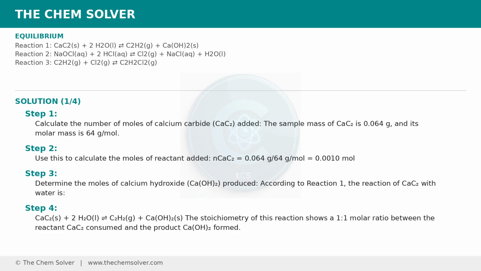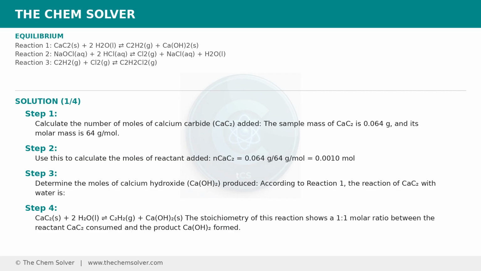Calculate the number of moles of calcium carbide, CaC2, added. The sample mass of CaC2 is 0.064 grams, and its molar mass is 64 grams per mole. Use this to calculate the moles of reactant added. n of CaC2 is equal to 0.064 grams over 64 grams per mole, which equals 0.0010 moles.